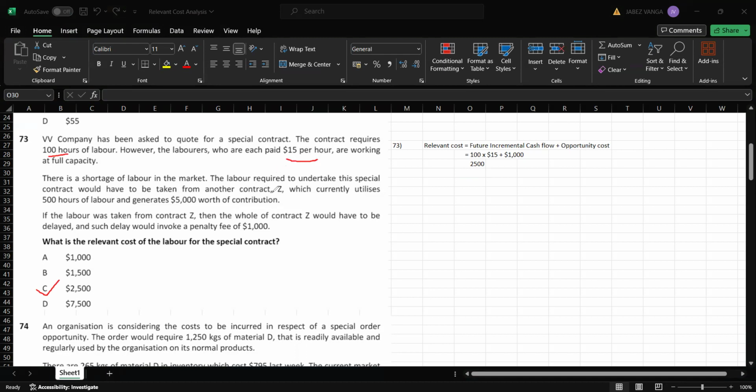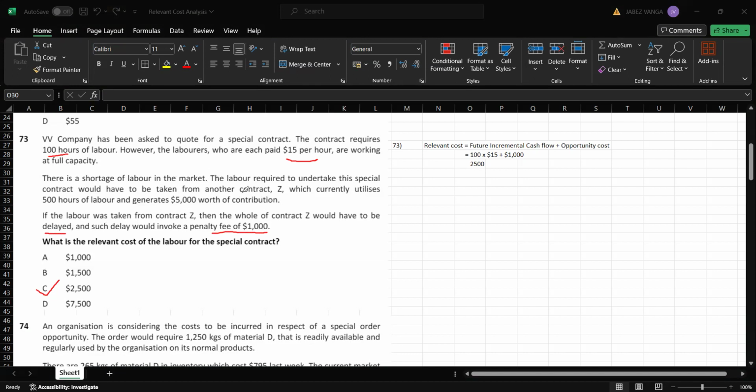They are taken from another contract Z, but the work is only delayed. There is nothing foregone. So they are generating a contribution of $5,000 worth by using 500 hours. So we don't have to look into this part of it because the work is delayed. So contribution still will be earned a little later. Because of this delay, this is attracting a penalty of 1,000. So we don't have to do anything with this second paragraph.